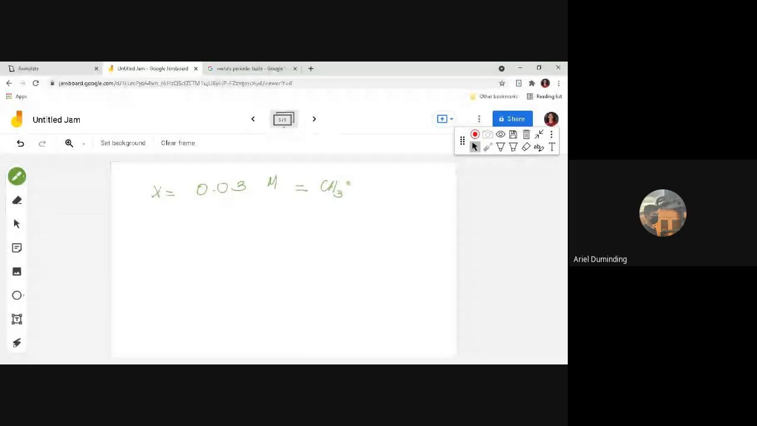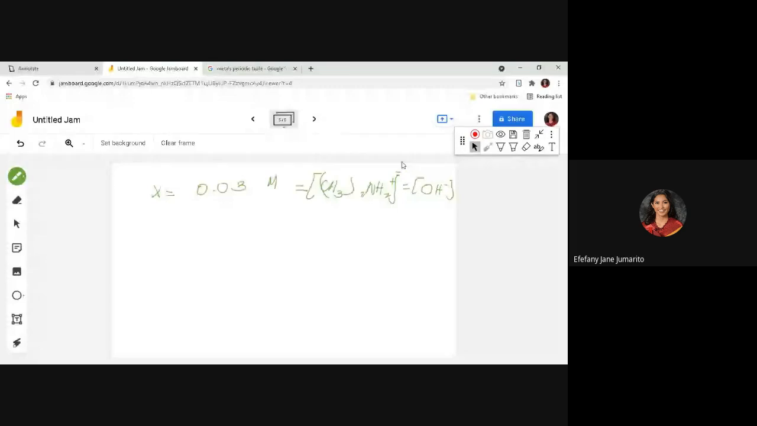This is the concentration of (CH3)2NH2+, and that is also equal to the concentration of OH minus. So we have the value of our OH concentration, which is equal to 0.03 molar.